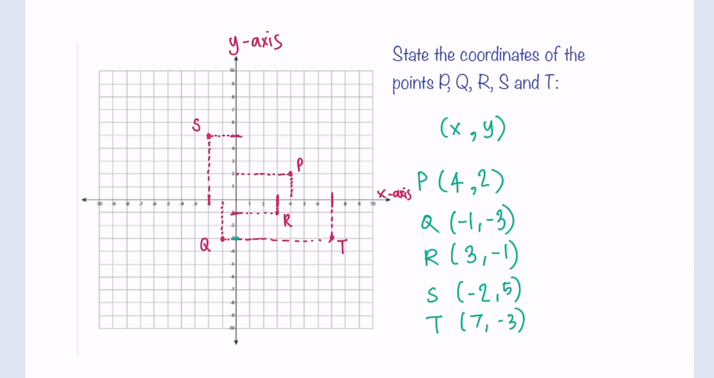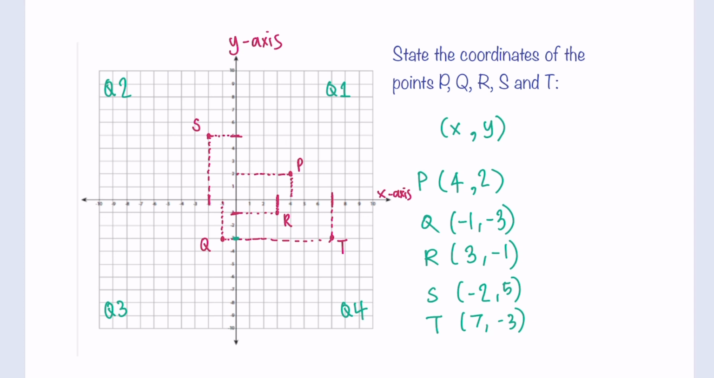Now, do you remember the 4 quadrants? The first quadrant is the one right here. Then it goes anti-clockwise, and so quadrant 2 would be the one on the left. Quadrant 3 would be the one down below, quadrant 2. And lastly, quadrant 4 would be the one that is below quadrant 1.